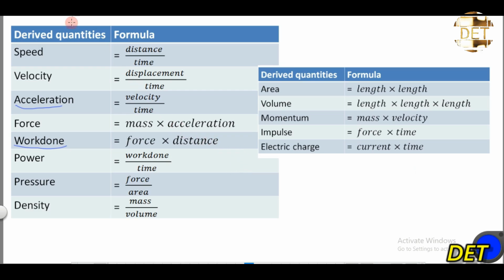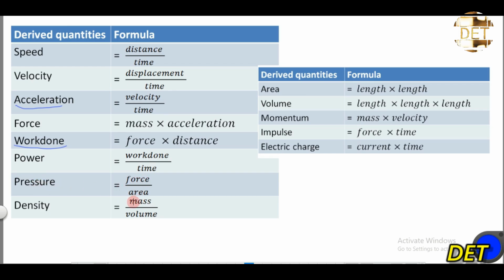So it is very important that we know the major derived quantities and their formulas. We have something like speed. Speed is equal to distance all over time. We have velocity as a derived quantity and it is equal to displacement all over time. Acceleration is equal to velocity over time. Force is equal to mass times acceleration. Work done is equal to force times distance. Power is equal to work done all over time.